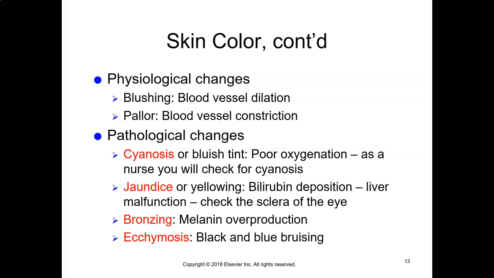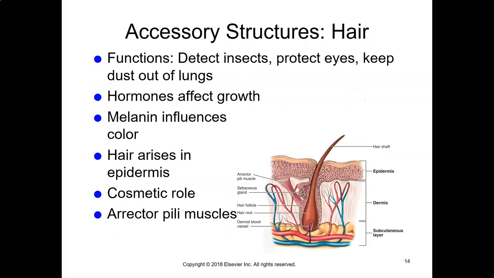Jaundice we've talked about with liver malfunctions, and you will see that either on the skin or in the sclera of their eye. Bronzing, what does bronzing mean? I think that is on your blueprint. Bronzing is when our melanin is overproducing and patients get a real bronze color. Ecchymosis is another term for what we used to call a bruise, and it's black and blue bruising. And it is caused either from trauma or the elderly get ecchymosis often on their arms when they just barely touch them and they get black and blue bruises.